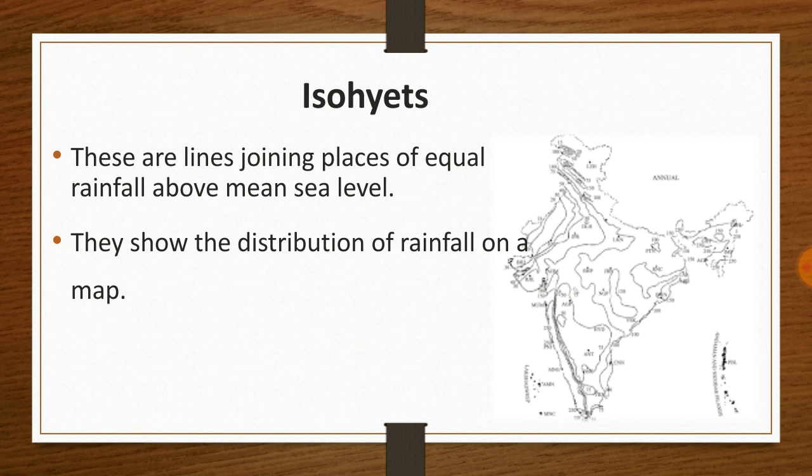Now we are moving further to isoheights. These are also lines joining places of equal rainfall. Isotherms are the lines joining places of equal temperature. Isoheights are the lines joining places of equal rainfall. And they show the distribution of rainfall on a map.